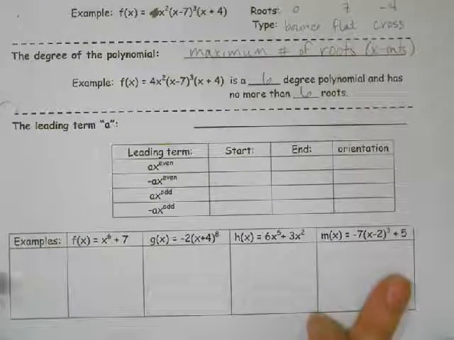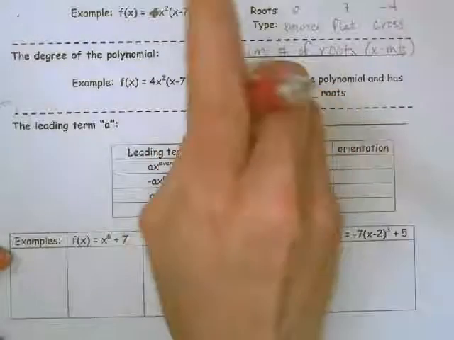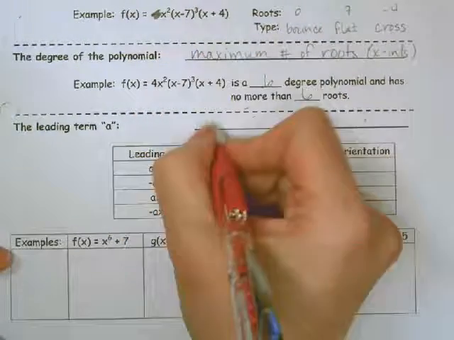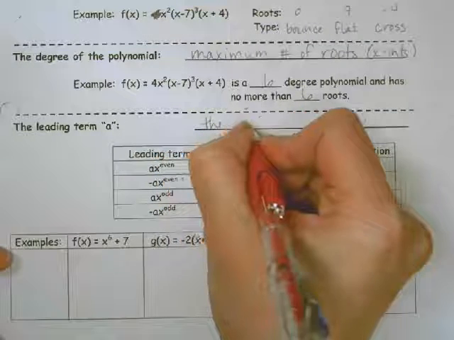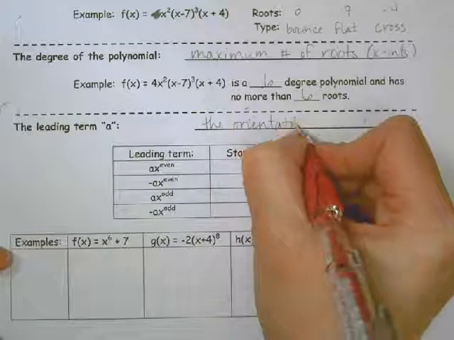The leading term of A tells us the orientation. And what I mean by orientation is the ending direction.